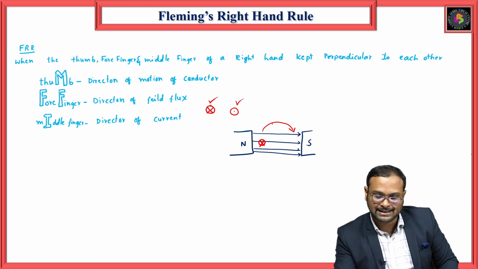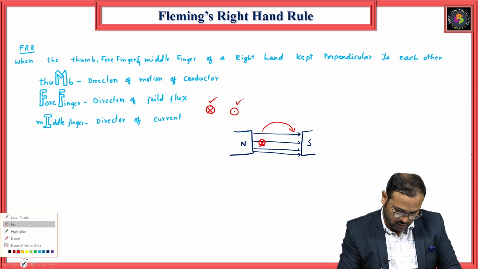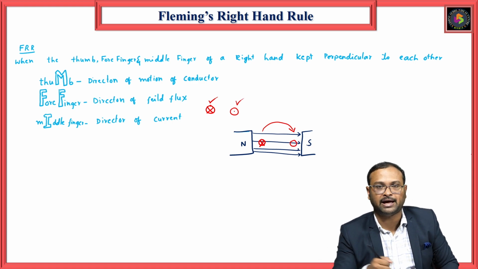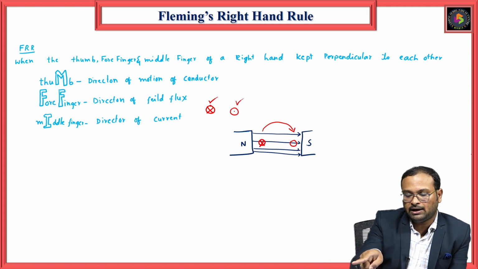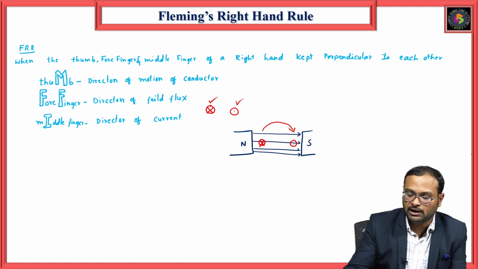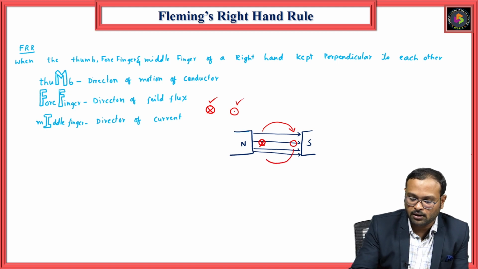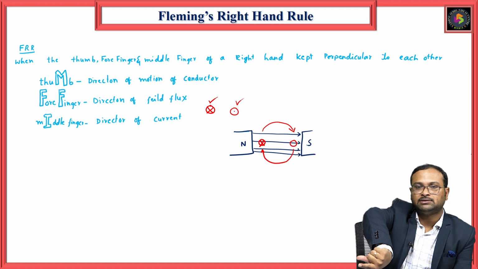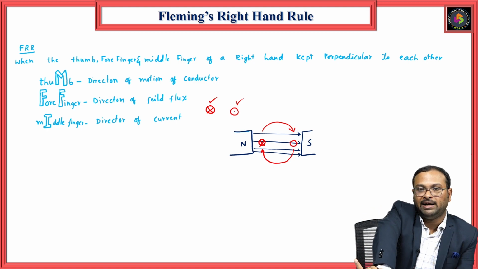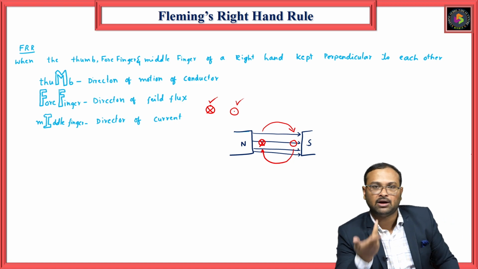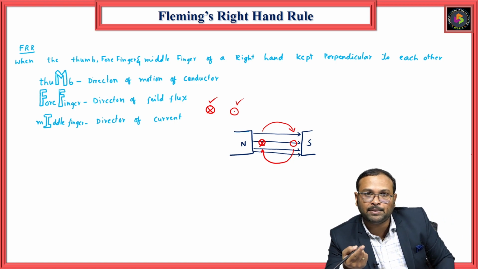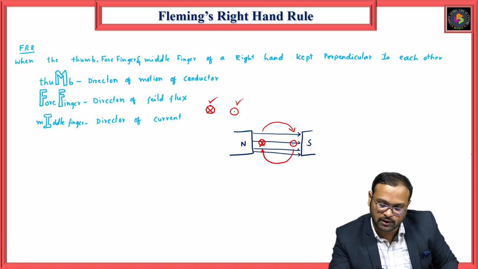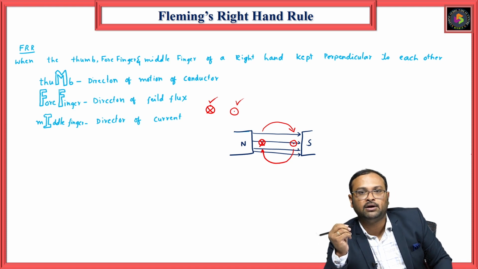Now it is moving and comes to the south pole. Now tell me what is the direction. The flux direction won't change; it will definitely be from north to south. But the conductor is rotating clockwise, which means the conductor is moving downwards. So the thumb is downwards and the flux is upwards. The middle finger is out of the PPT. That means the current is coming out of the conductor. It is not going into the conductor, so we will represent it with a dot.